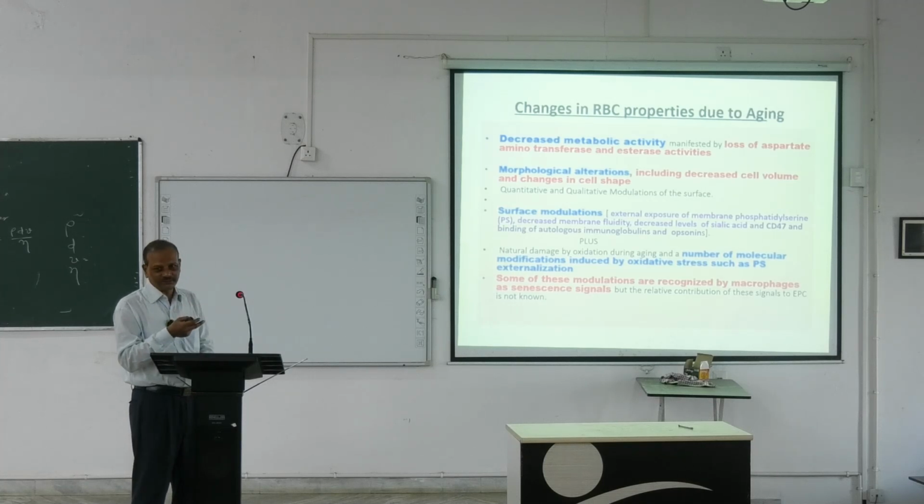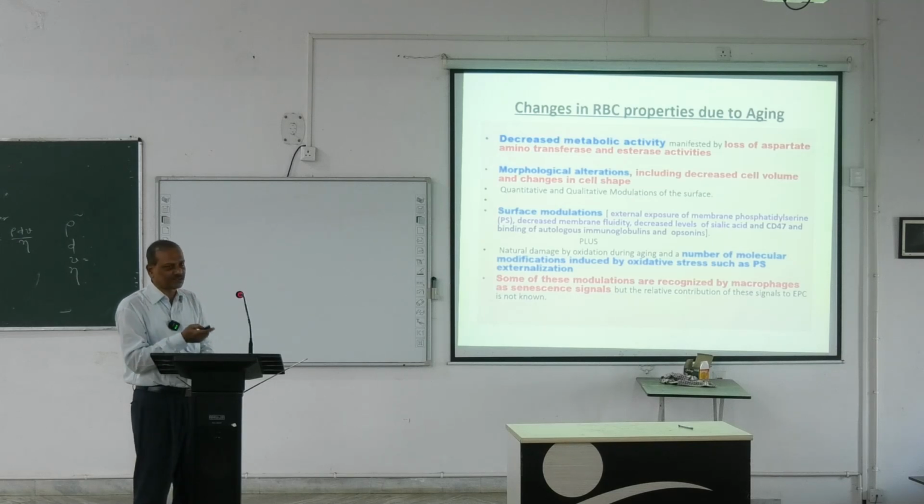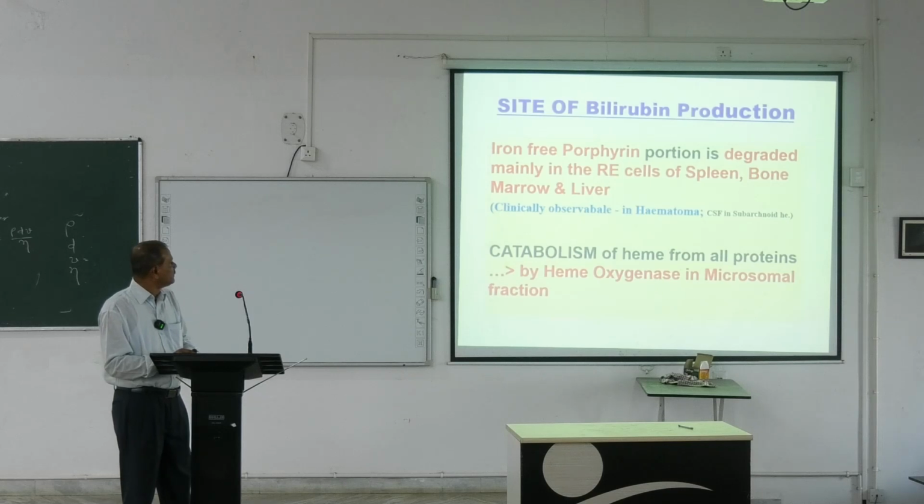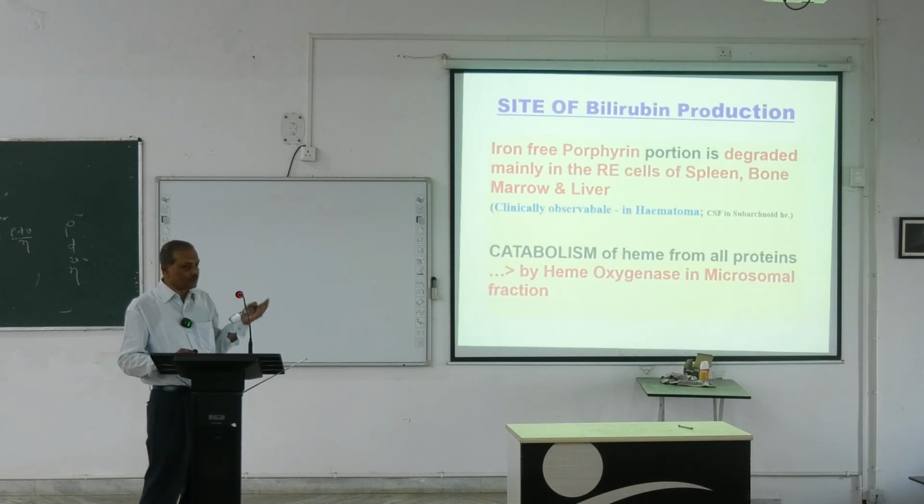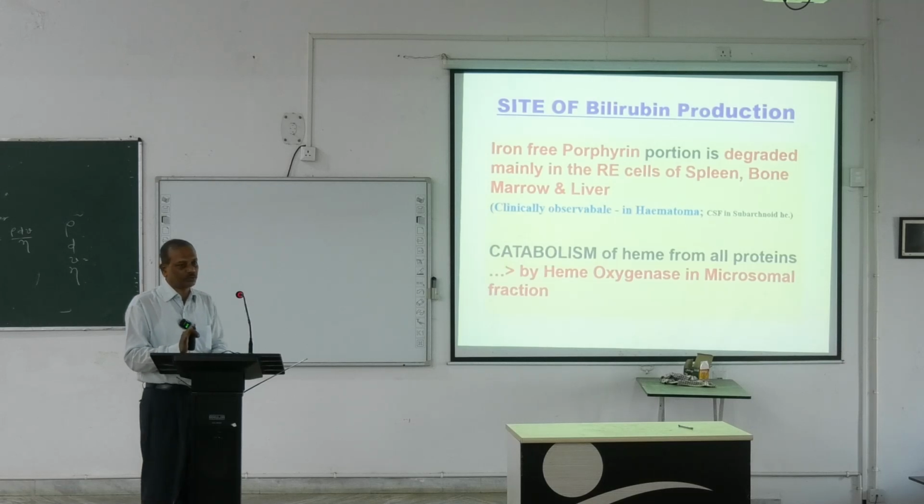Surface modulation, oxidative stress damage. So these are recognized by the macrophages, and many other changes are there. It's not a simple thing. So, site of bilirubin production, note down. Free porphyrin is degraded in the RE cells of the spleen, bone marrow, and liver. These are the main three organs. You write down in which organs it is degraded.